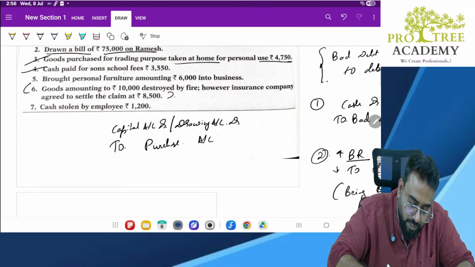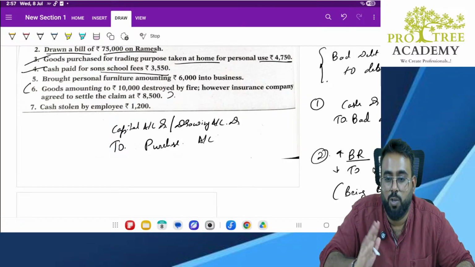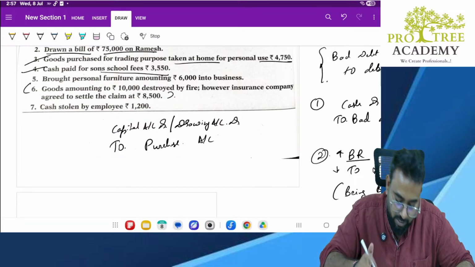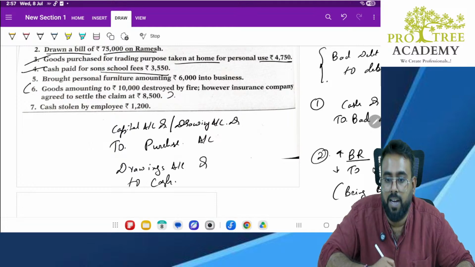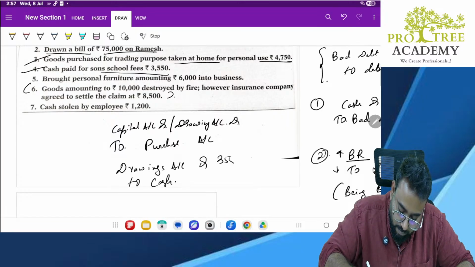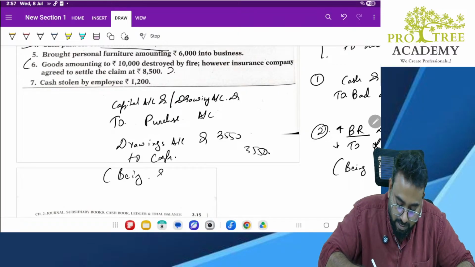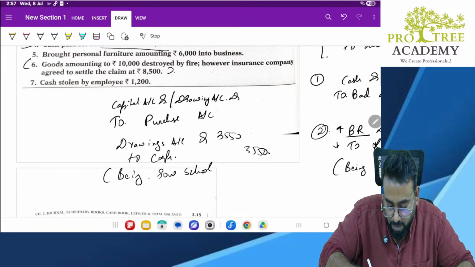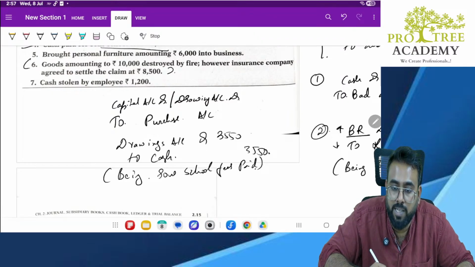Next, cash paid for son's school fees 3550. Now, who is the son? Is he related to the business? No. He is related to the owner. So, whatever money the owner draws, it will go to drawings. What is the entry? Correct or no? He has drawn cash. Correct? Yes. So, what is the amount? Below, in brackets, write being son's school fees. Clear? Understanding? Next.